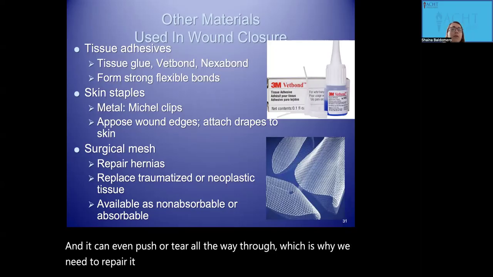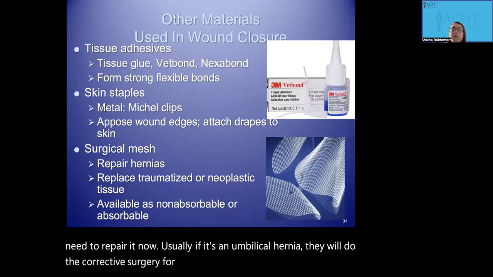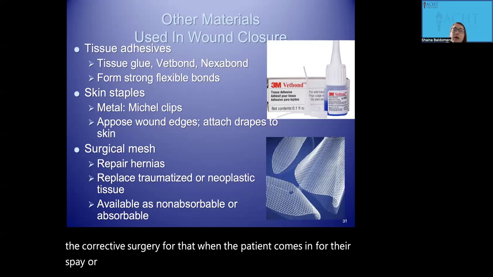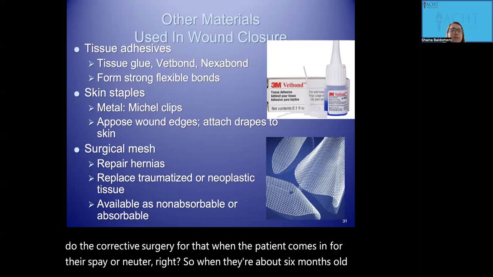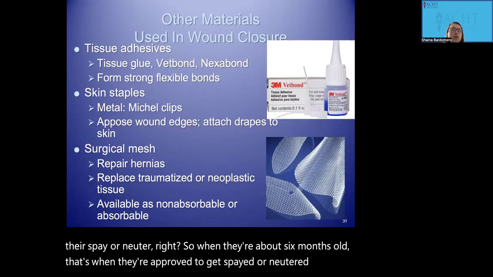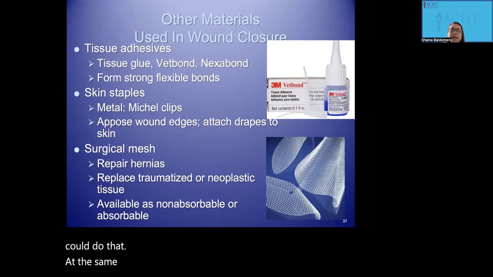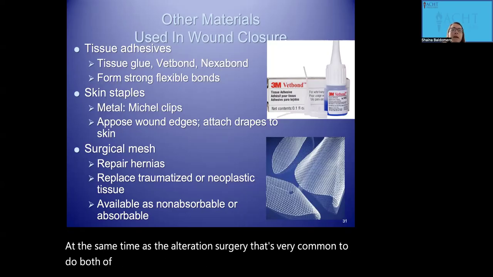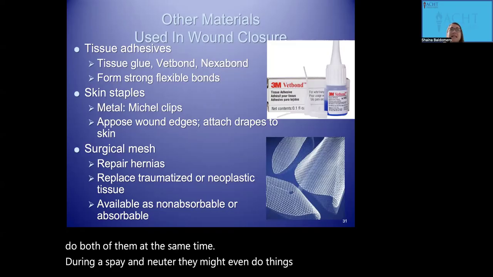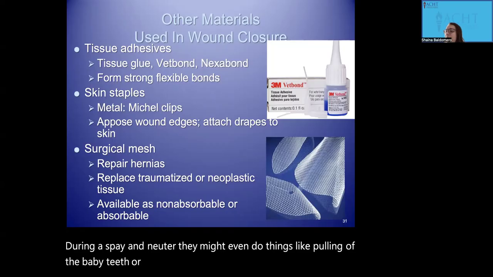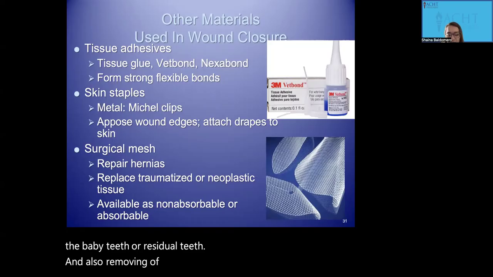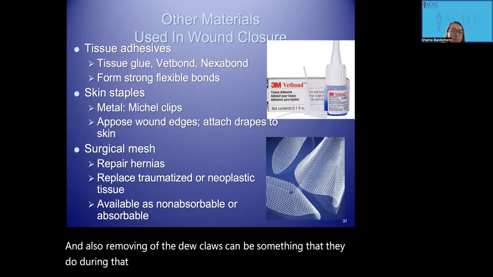Now, usually, if it's an umbilical hernia, they will do the corrective surgery for that when the patient comes in for their spay or neuter, right? So when they're about 6 months old, that's when they're approved to get spayed or neutered. So they could do that surgery at the same time as the alteration surgery. That's very common to do both of them at the same time. During a spay or neuter, they might even do things like pulling of the baby teeth or residual teeth. And also removing of the dew claws can be something that they do during that procedure as well.